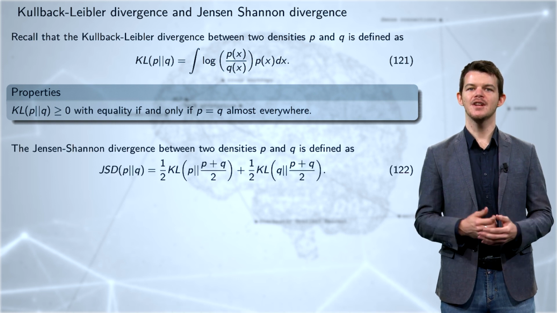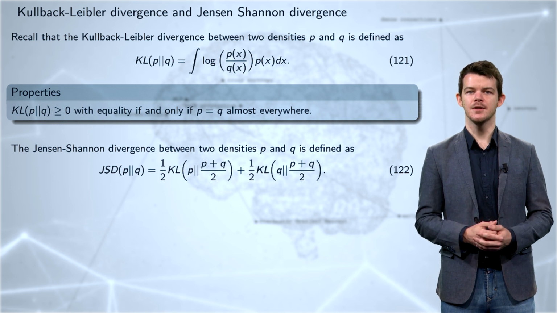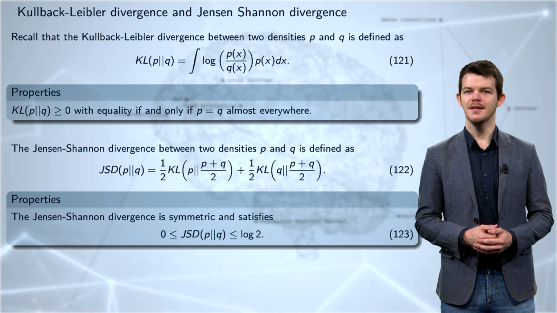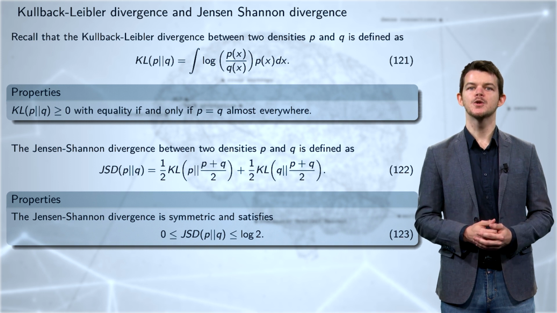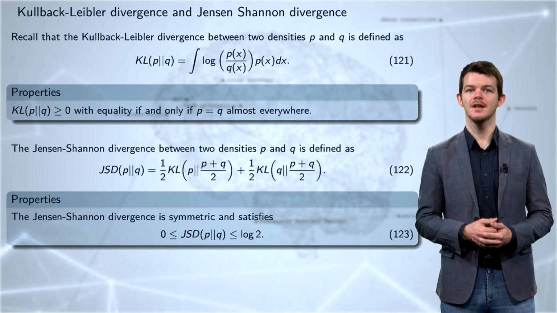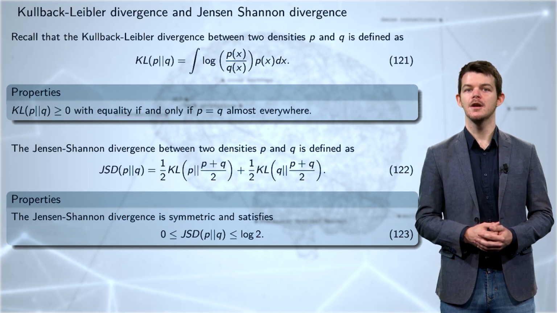We can define the Jensen-Shannon divergence, which is related to the KL divergence and is defined as in equation 122. A nice property of the Jensen-Shannon divergence is that it is symmetric, which was not the case for the KL divergence. Indeed, by definition, the Jensen-Shannon divergence is a symmetrization of the KL divergence. Besides, it satisfies the inequality 123.